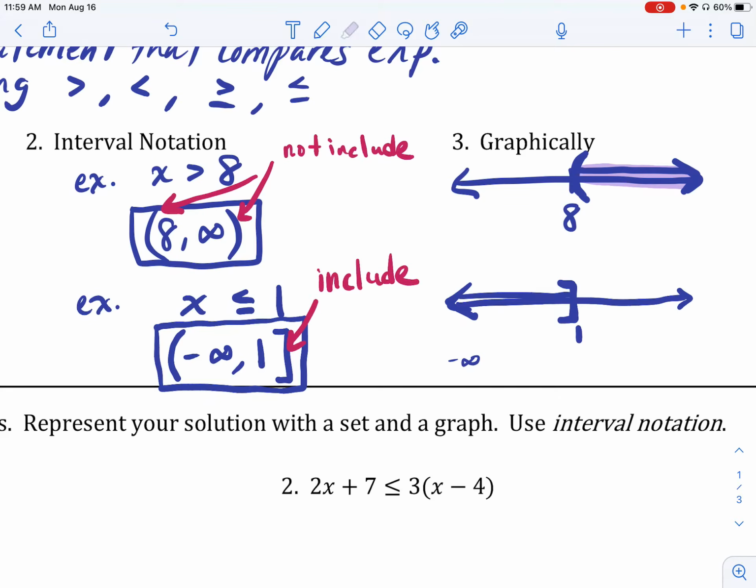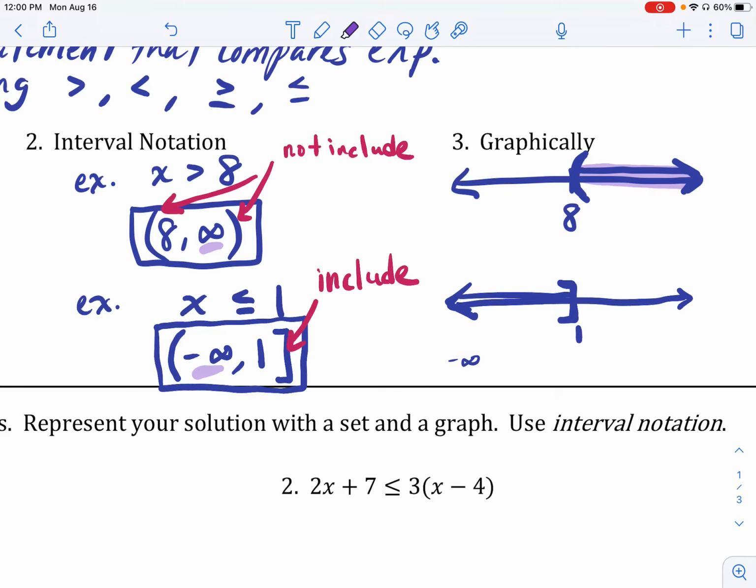What that also means is that whenever there is infinity, we are always going to put parentheses next to the infinity or negative infinity. Because infinity is a concept. It's not a quantitative value that you can actually count to. So we can't actually include infinity into our set. We just want to indicate we're including all the numbers going in that direction, that our numbers are increasing or decreasing without bounds. That's what we're trying to represent there.